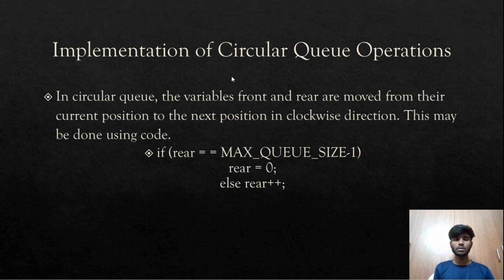Next, we are discussing the implementation of the circular queue operation. In a circular queue, the variables front and rear are moved from their current position to the next position in clockwise direction. This may be done using code: if rear equal to max queue size minus 1, rear equal to 0, else rear plus plus.